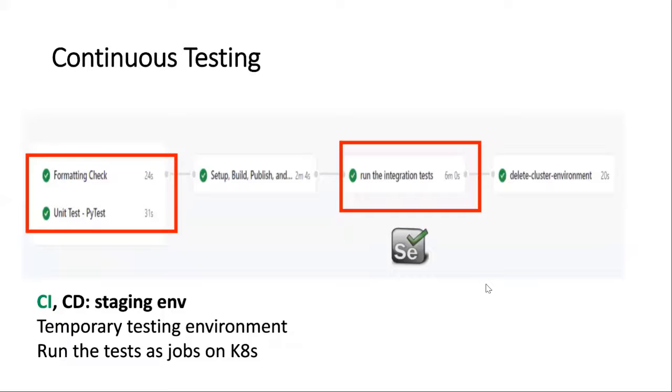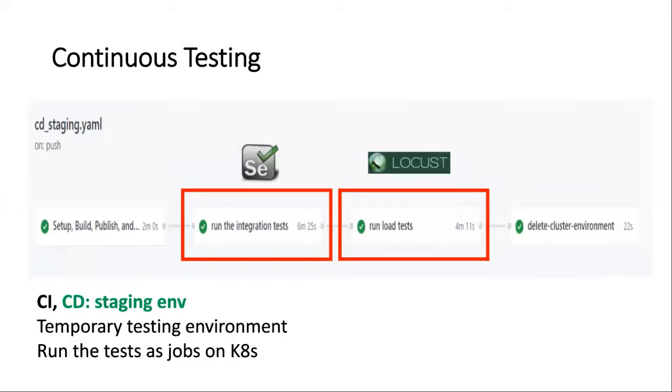Another important part in our pipeline is continuous testing. As we mentioned before, CT means performing all types of testing continuously throughout the lifecycle of software delivery. In the CI pipeline, we have format check, unit test, and integration test. We use Selenium to support the integration test. In the CD staging environment, we have integration test and load test. We use Locust to run the load test. In order to collect the logs, both the integration test and load test run as jobs on Kubernetes.